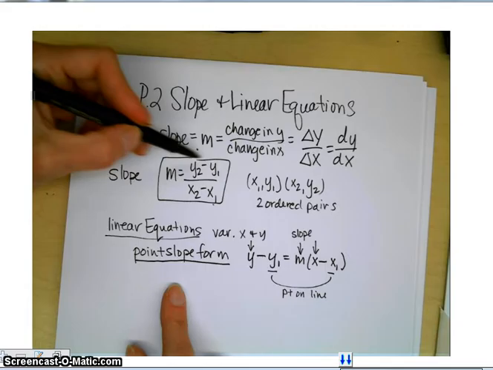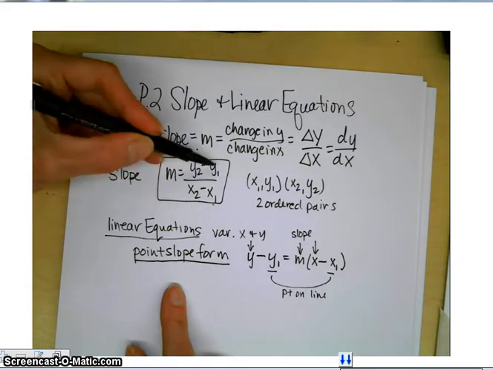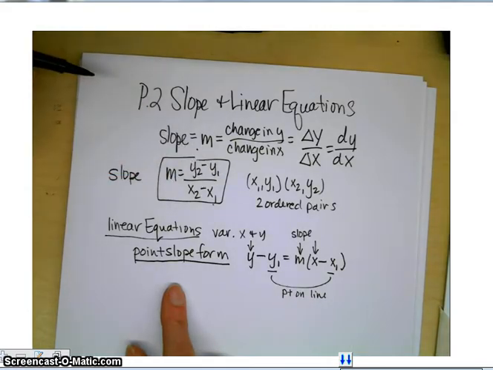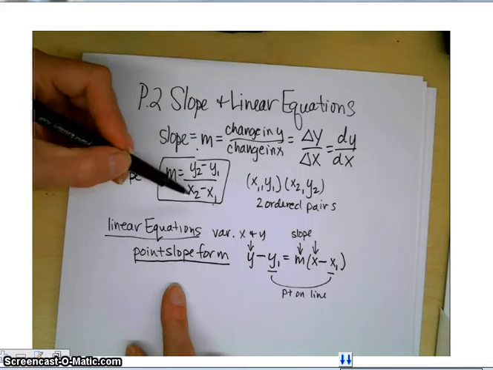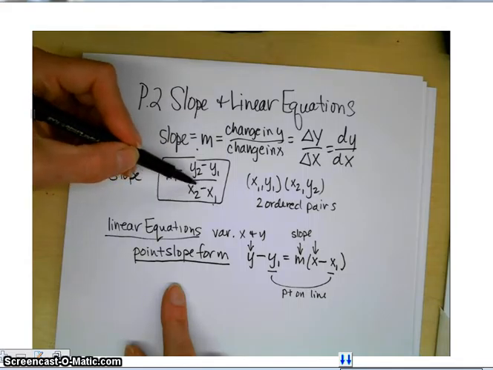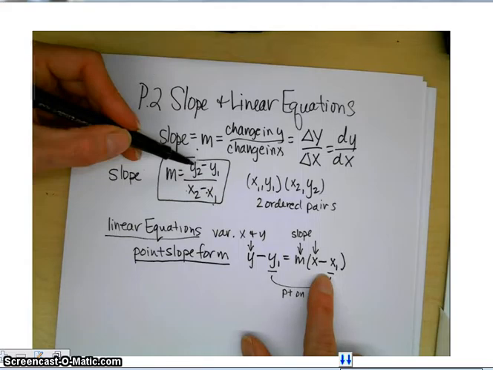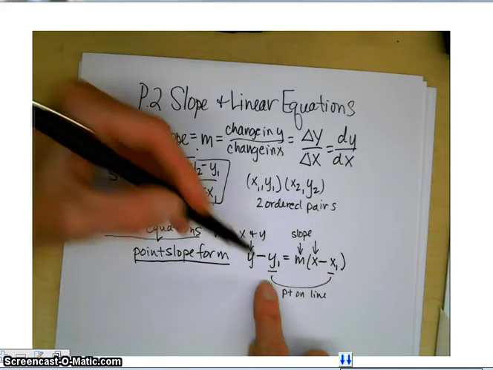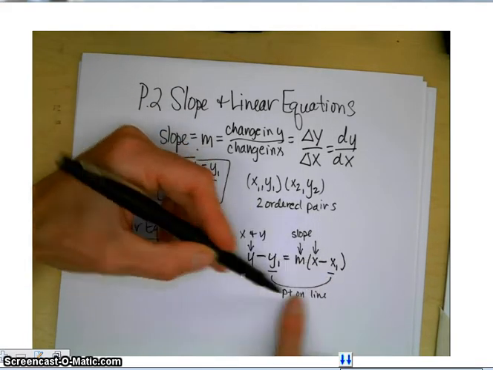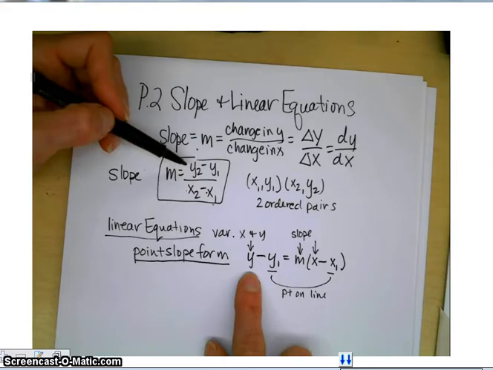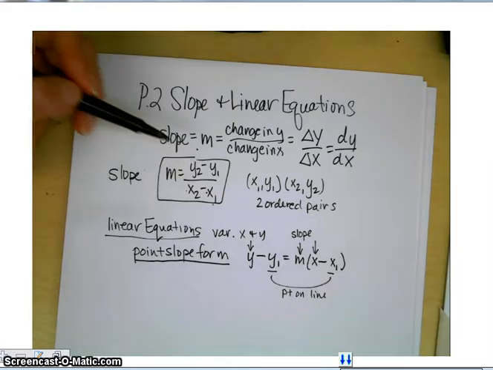And it basically comes from this point, this slope definition. If I just multiply both sides by the bottom of this, notice I would have m times x minus x1, and then this would be on the other side. So this is just rearranging the slope formula. If I divide by that, then I'd have that formula right back. That's all it is.